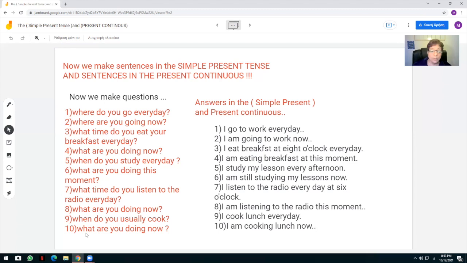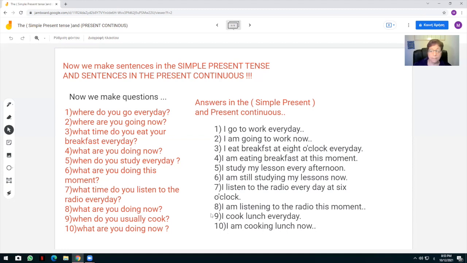Number 10. What are you doing now? دلوقتي. I am cooking lunch now. يعني اللحظة دي أنا بطبخ الغداء. Okay. I am cooking lunch now. Cooking يعني طبيخ, lunch الغداء.